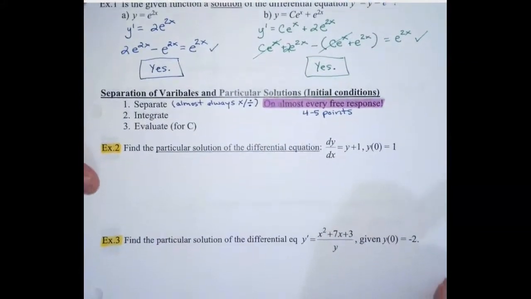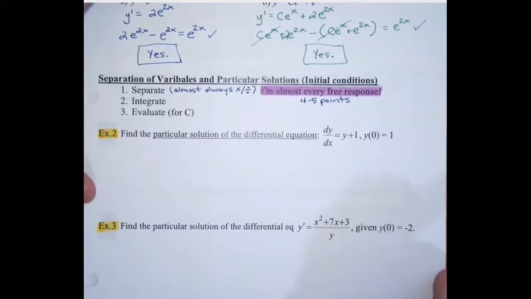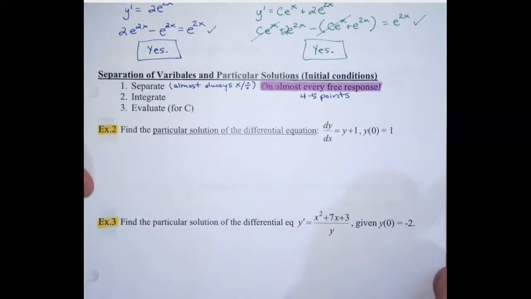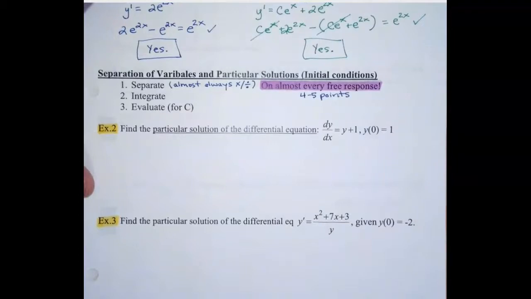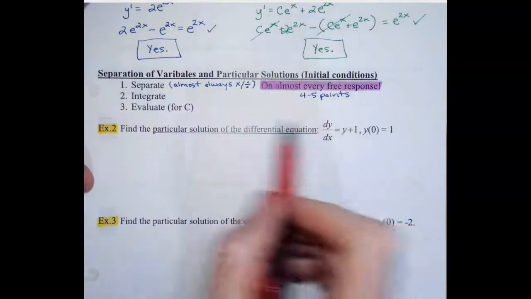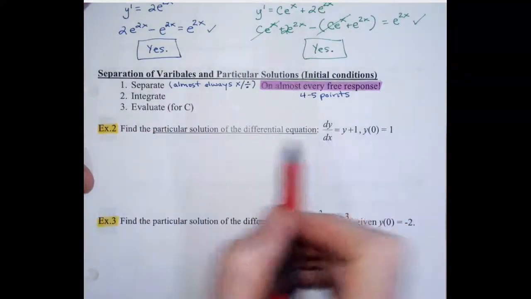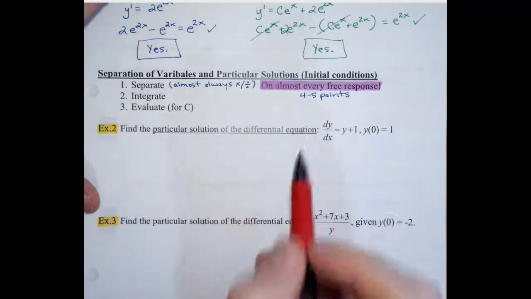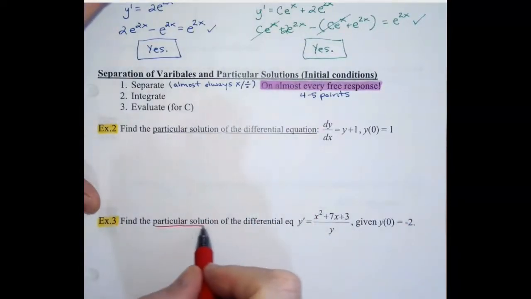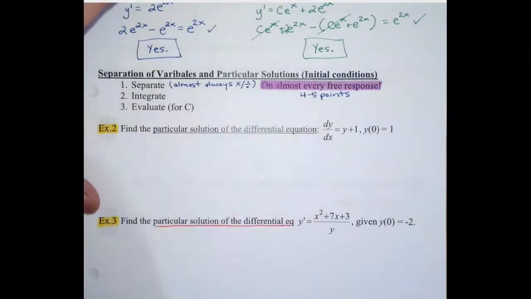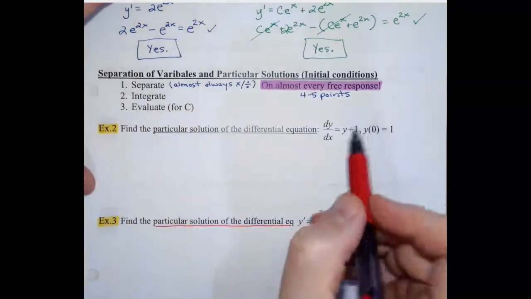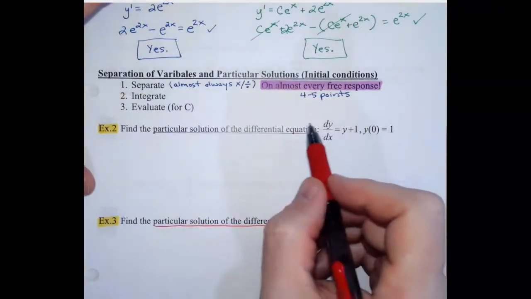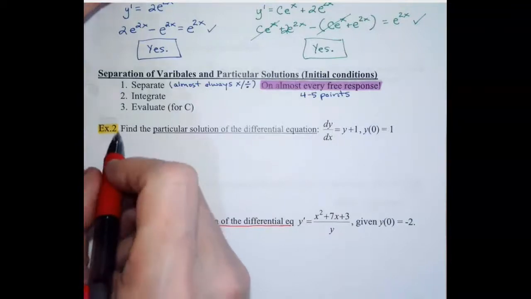So we've already done these 3 main steps: separate, integrate, evaluate. Hopefully, I mean they do get a little more complicated with some of the examples that we're going to have here, but at least hopefully we have an idea. So the key that you should notice is when it says find the particular solution of a differential equation. That's kind of when you know that you're doing separation of variables. So here we would multiply both sides by dx.